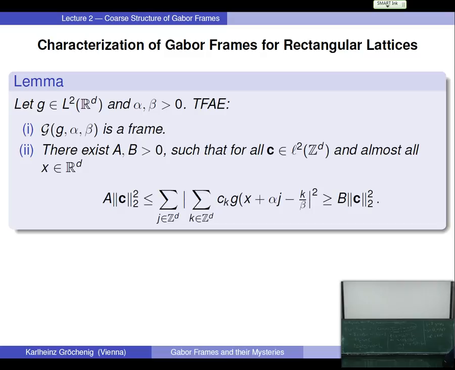So now I want to give you one more tool to check whether something is a Gabor frame or not. Yes? Here? That's part of the definition. This matrix is invertible on L2. That's equivalent to Riesz.